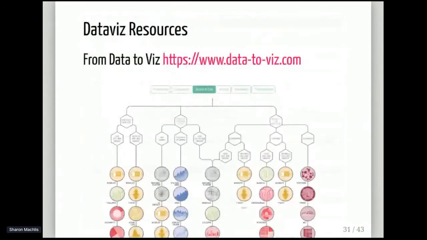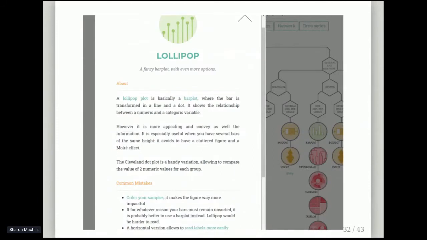To finish, I'd like to share a few more of my favorite R resources. From Data to Viz has a lot of ideas for graph types if you're tired of the same bar charts and line charts. You pick the type of data you have. Here I chose numeric and categoric, and you get a lot of choices. When you pick one, it tells you about the visualization type and how to avoid common mistakes, such as here with lollipop charts. You can then click through to the R Graph Gallery to see a few options for that kind of visualization.